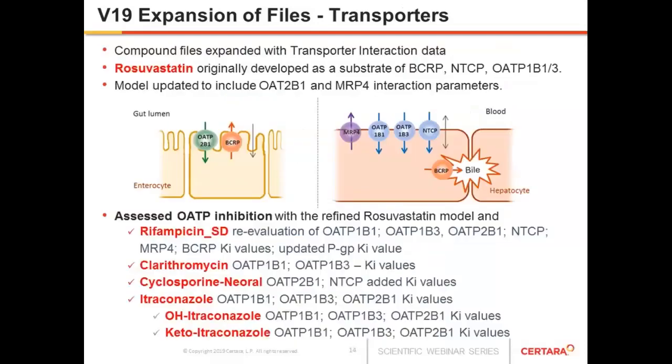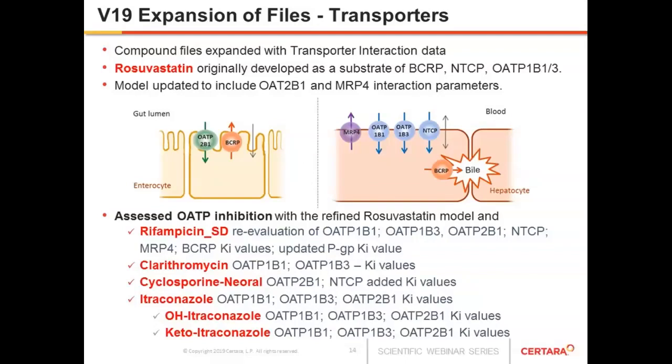So moving on, I'm just going to talk a little bit more now about some of the additional updates that have been made to specific compound files. And these updates have really been made to expand our files as more data becomes available in the literature. The compound files we're talking about on this slide have been specifically expanded to incorporate additional transporter interaction data. And a good example of this was rosuvastatin, which was originally developed as a substrate for three transporters, BCRP, NTCP, and OATP1B1 and 3.